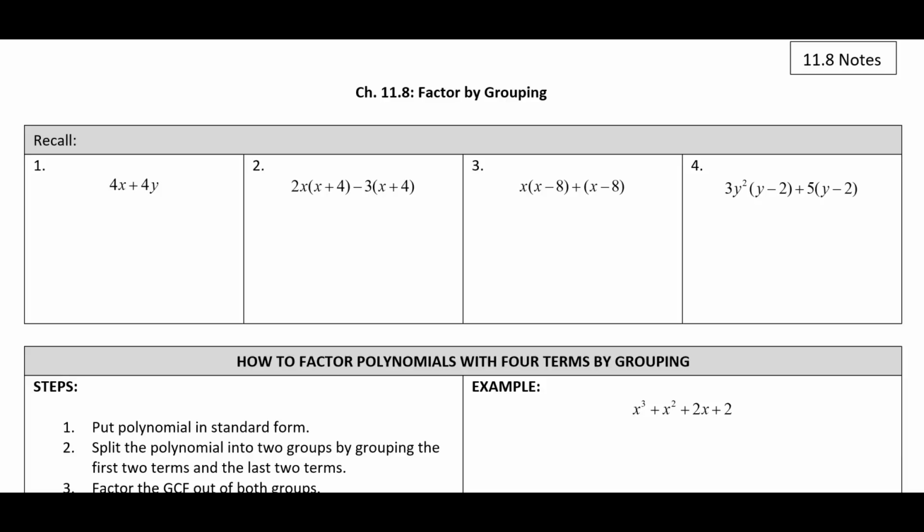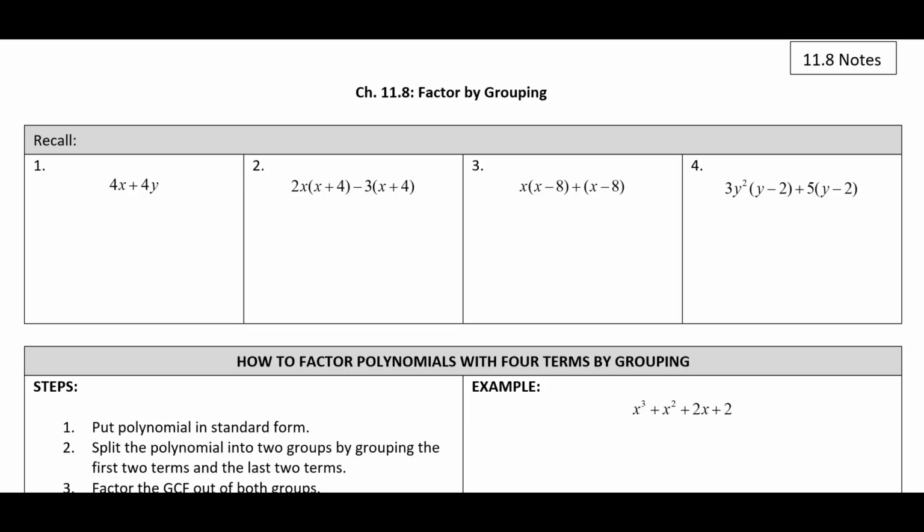Today's lesson is on factor by grouping. Now, the reason we want to know how to factor by grouping is because we use this to factor a polynomial with 4 terms. So before we look at anything too advanced, let's look back at something that we've seen before. So 4x plus 4y.